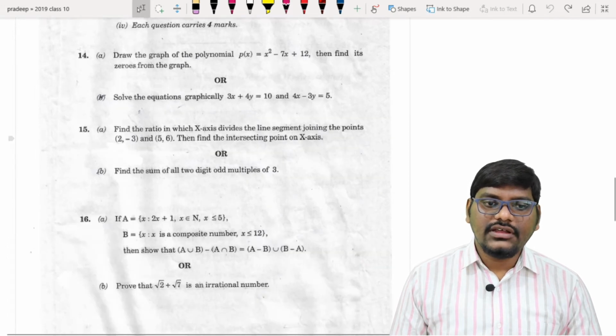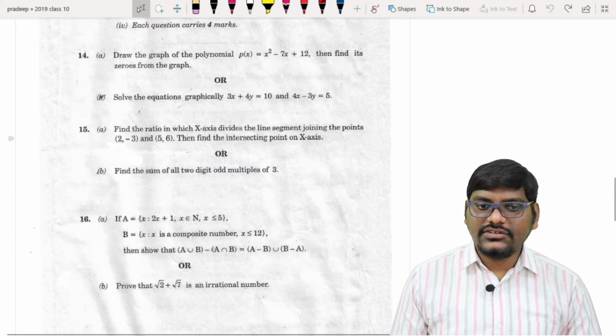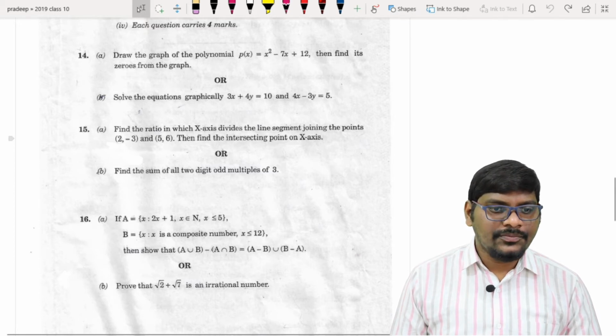Let's see the 15th one. Find the ratio in which the x-axis divides the line segment joining the points (2, -3) and (5, 6). Then find the intersecting point on the x-axis. Second one, find the sum of all 2-digit odd multiples of 3.